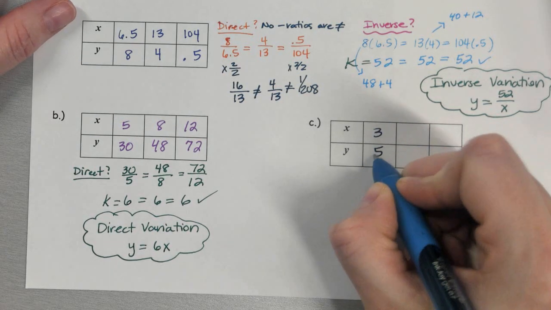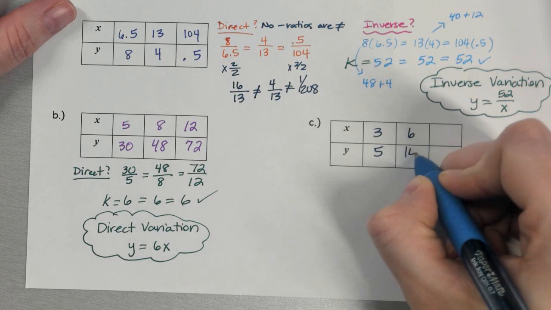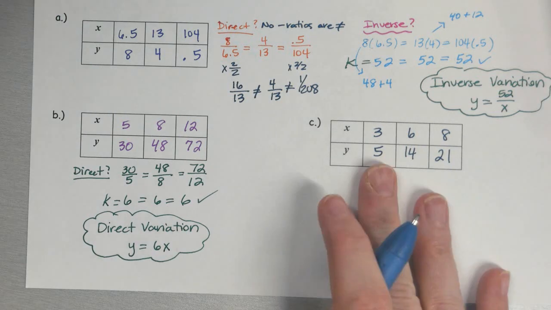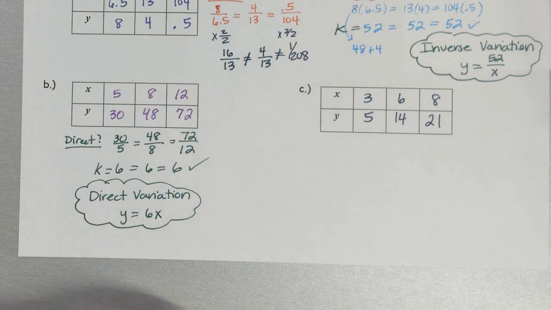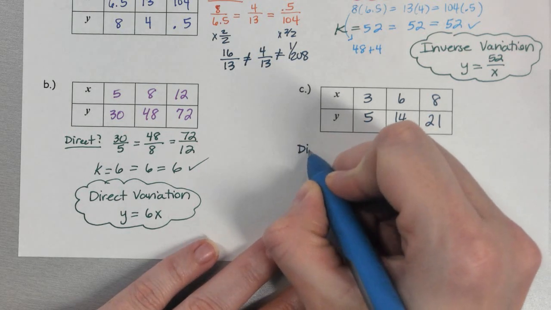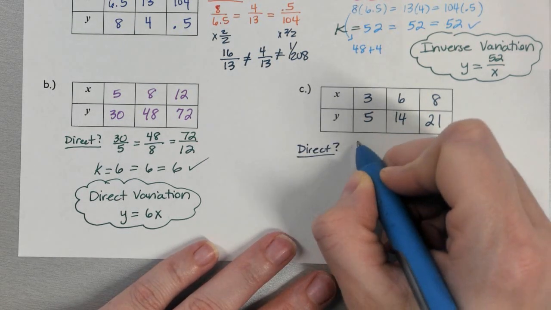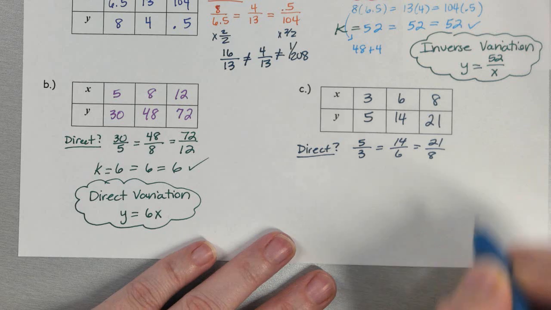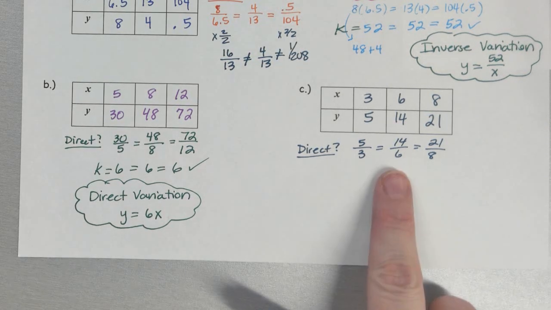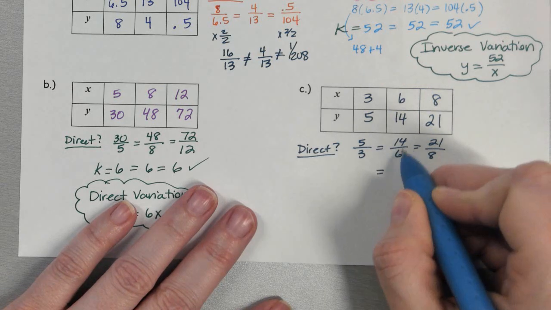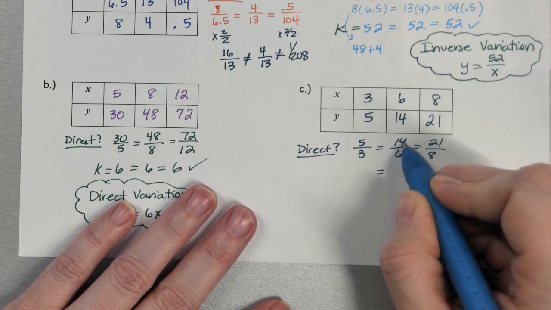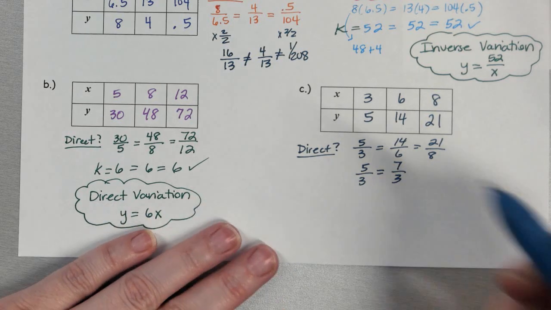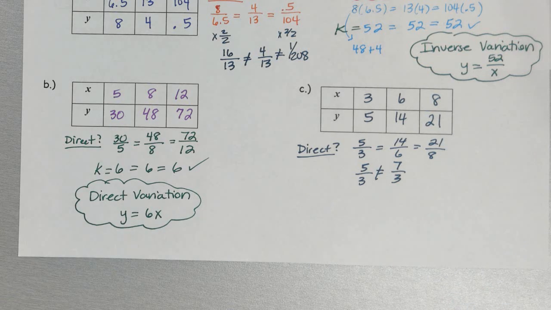All right, and then the last one is 3, 5, 6, 14, 8, 21. And I always like to check for the direct first. So I have 5 over 3, 14 over 6, 21 over 8. Okay, and then 14 over 6, let's reduce that. What goes into both 14 and 6? 2. So if I divide by 2, I'm going to get 7 over 3. This is 5 over 3. Are those equal? Nope. So I automatically know that it can't be direct.